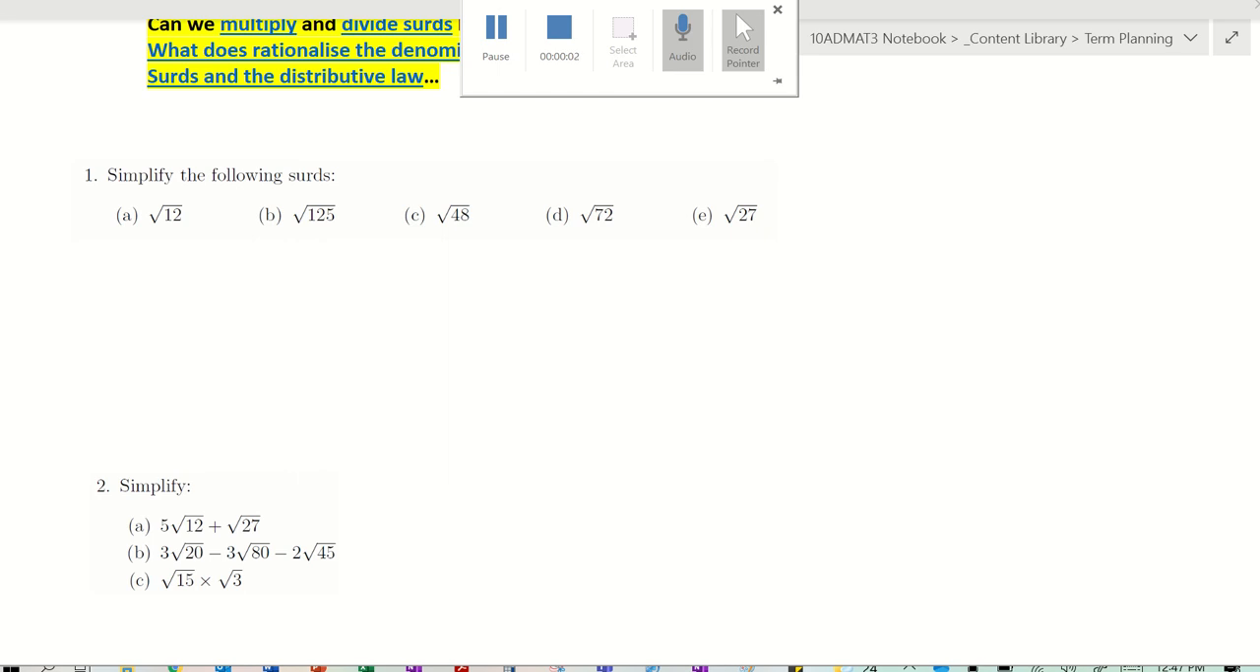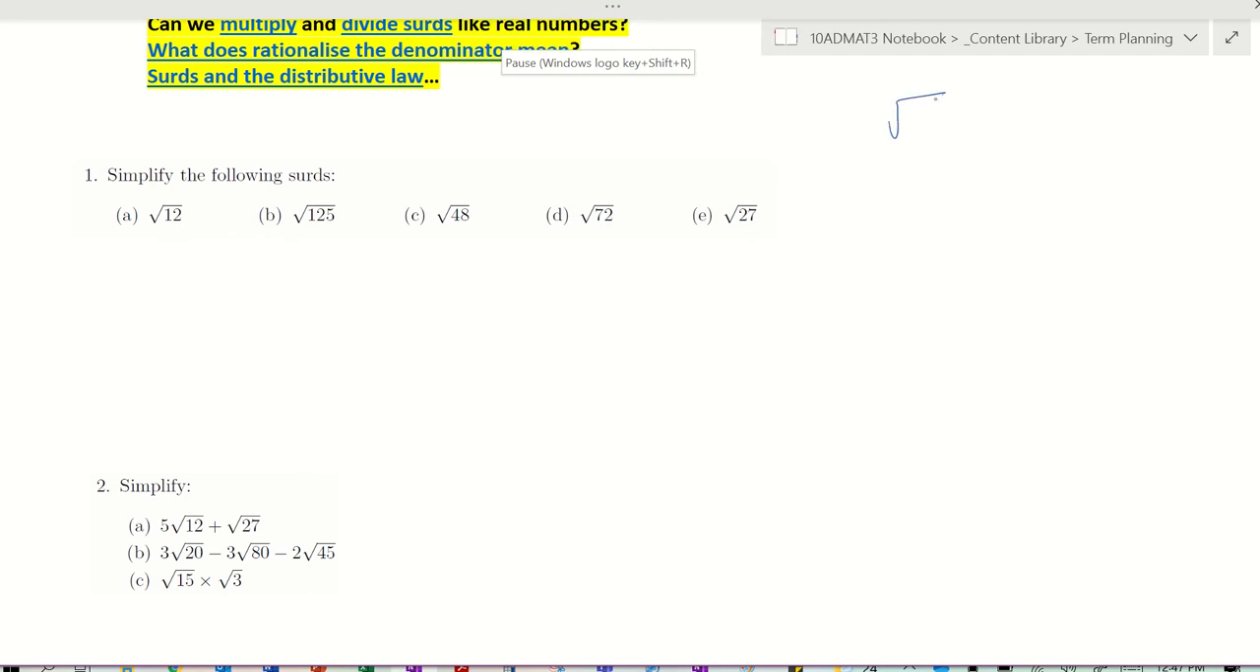So this is just a quick video to talk about how we simplify surds, and we're going to do these 5 examples here. So basically, if you have a perfect square, something like the square root of 4, we can find its answer. And we know that the square root of 4 is 2. And that would be simplifying that surd.